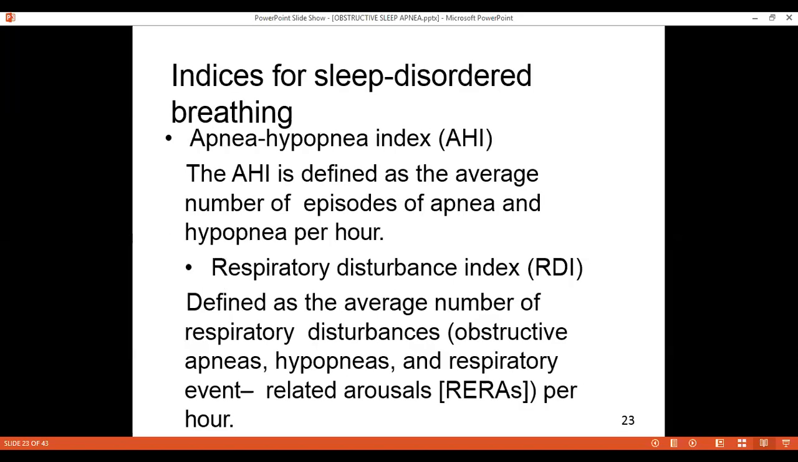Indices for sleep disordered breathing. We have the apnea-hypopnea index, which is defined as the average number of episodes of apnea and hypopnea per hour. We have the respiratory disturbance index, which is defined as the average number of respiratory disturbances per hour.